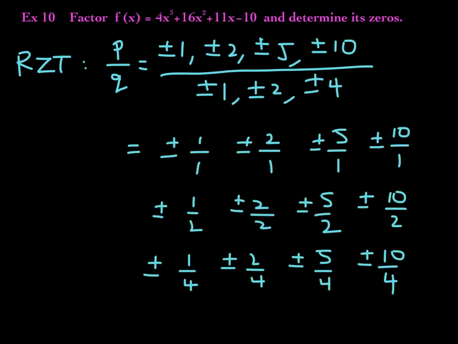All right, I put each of the factors in the numerator over 1. That's the first row. I put each of the factors in the numerator over 2. That's the second row. I put each of the factors in the numerator over 4. That's the third row. Now let me simplify all of these.